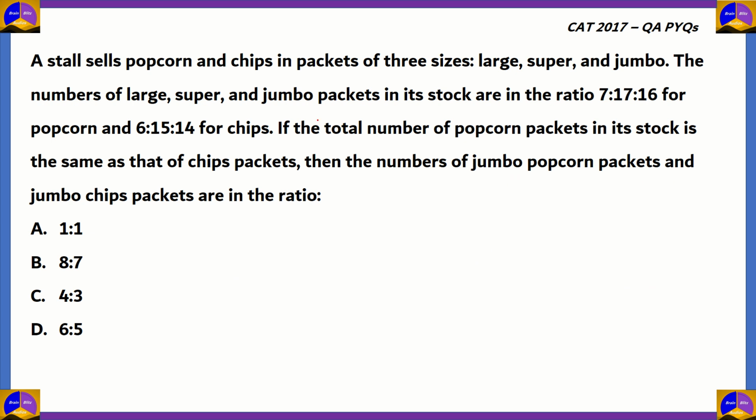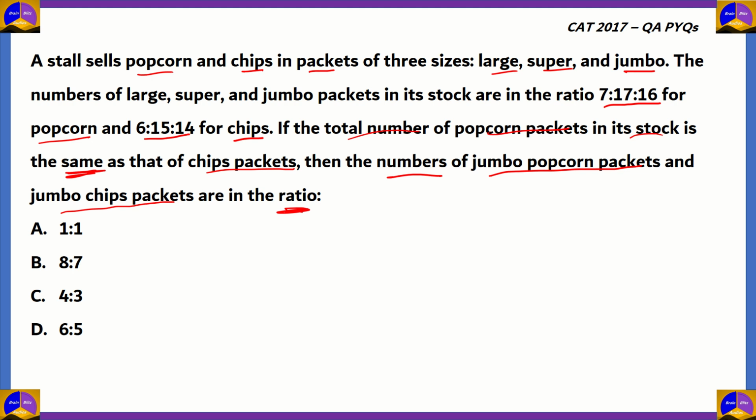A stall sells popcorn and chips in packets of 3 sizes: large, super, and jumbo. The numbers of large, super, and jumbo packets in its stock are in the ratio 7:17:16 for popcorn and 6:15:14 for chips. If the total number of popcorn packets in its stock is the same as that of chips packets, then we need to find out the ratio in which the numbers of jumbo popcorn packets and jumbo chips packets are present.